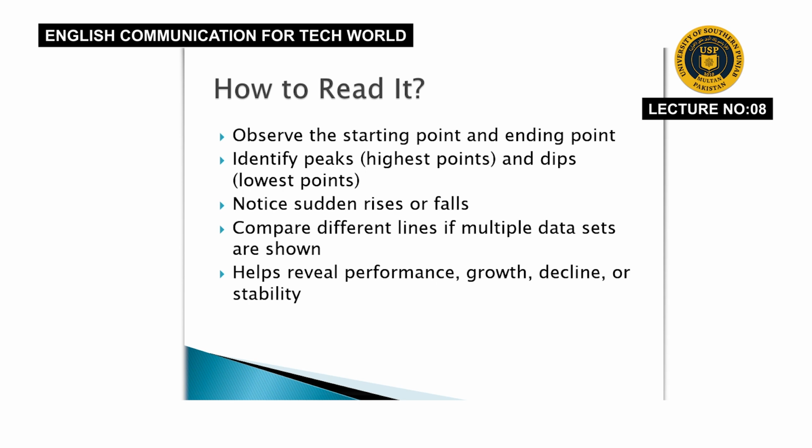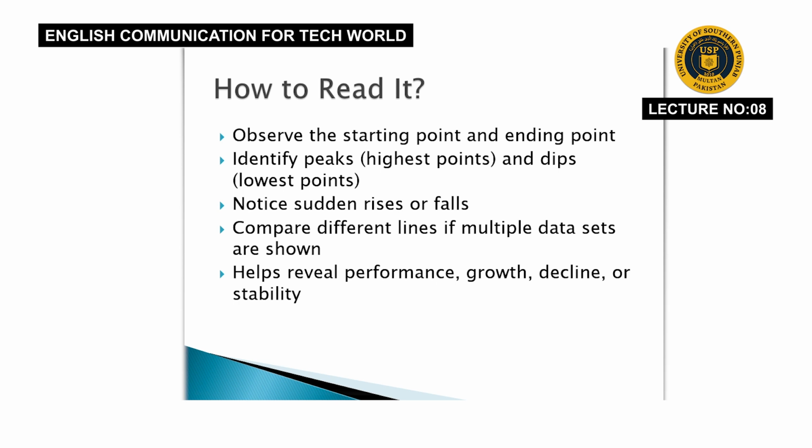Now, we should ask ourselves how to read a line graph. When reading a line graph, always start by examining the starting point and the ending point. This gives you a basic idea of whether the overall trend is upward, downward, or stable. Next, look for peaks, which represent the highest values, and dips, which represent the lowest values. These points help you understand critical moments, for example, when production was highest or when errors were lowest.